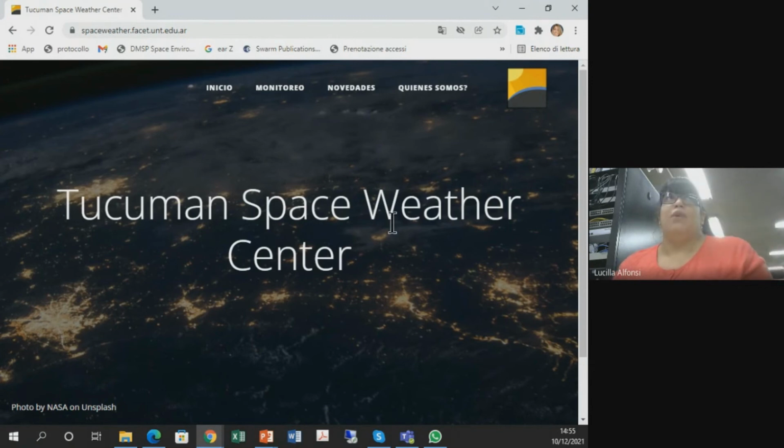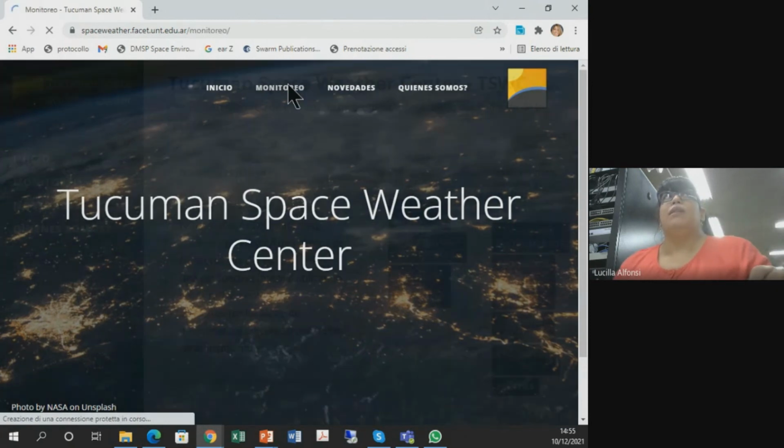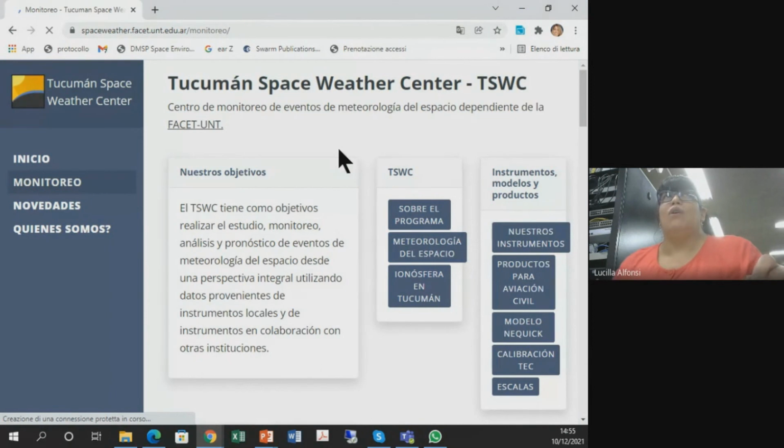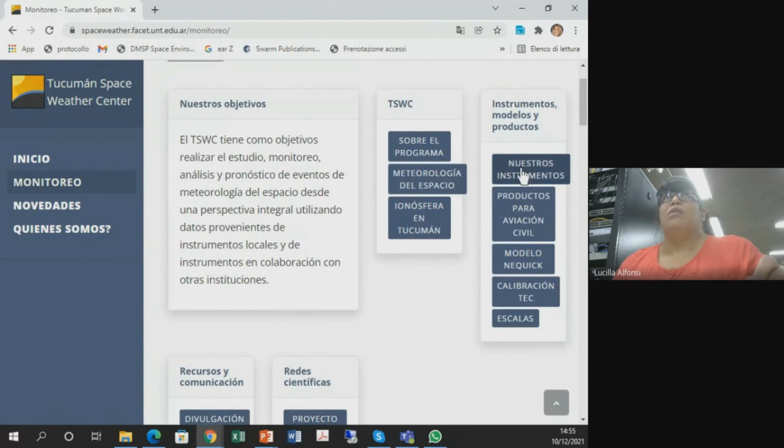That's a program from Universidad Nacional de Tucumán. This program is running with several collaborations. One of our main collaborations is with the INGV for 10 years or more, a lot more years. So you have the monitoring, the news, and who we are mostly. And in monitoring, we have our main instrumentation. Currently, you will have all the information here on the web about our instruments.